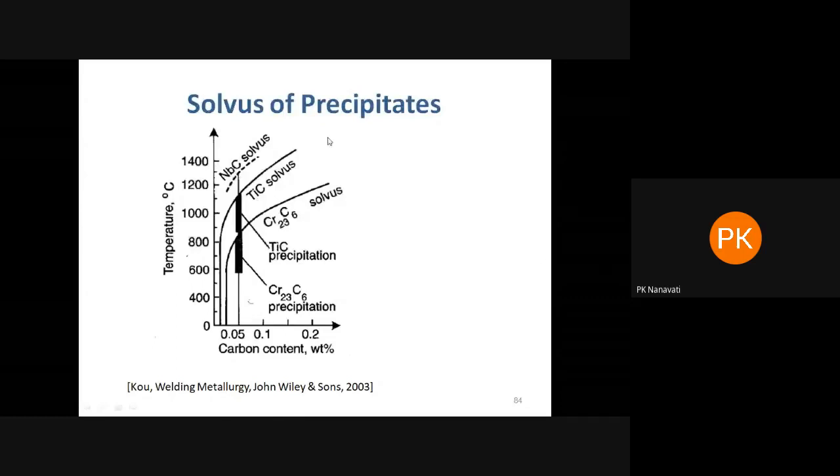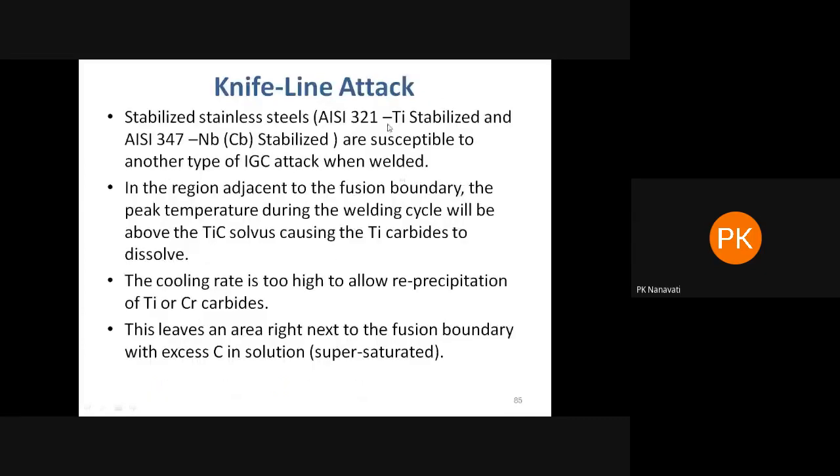So in their composition, before chromium carbide precipitation takes place, or before chromium tries to combine with carbon, titanium and niobium will combine with carbon, and this titanium and niobium will not have any bad effect on the corrosion resistance, right? So there is a birth of 321 and 347 stainless steel, that is stabilized stainless steel.